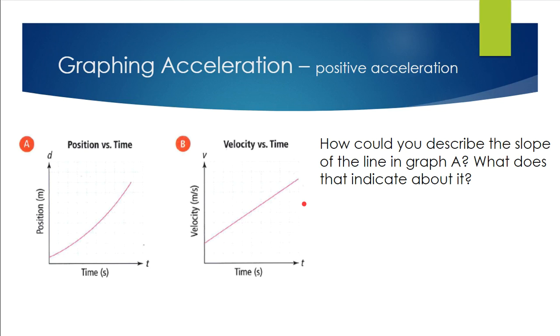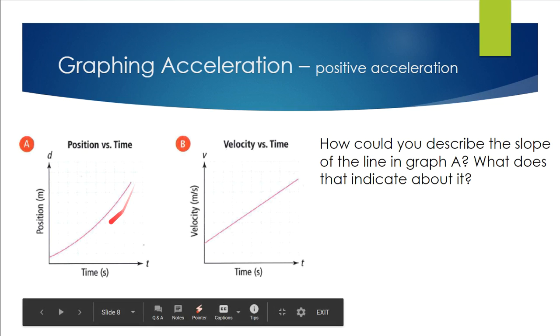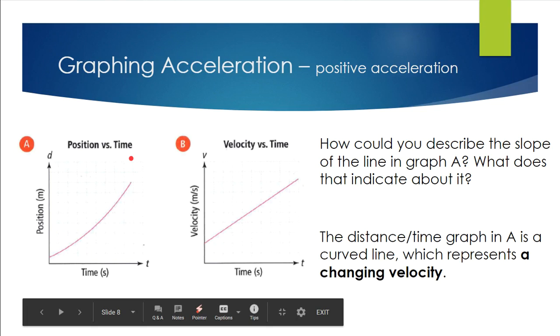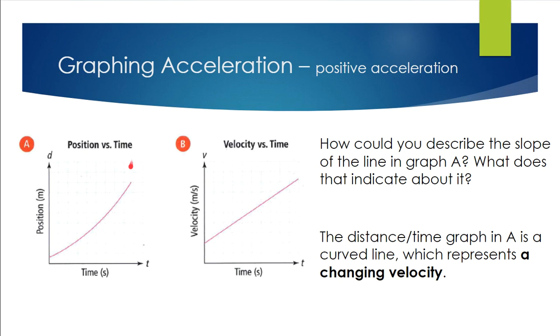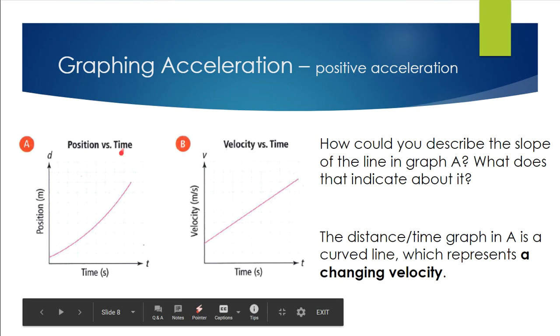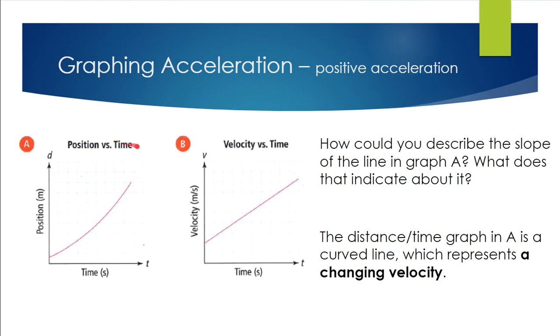How could you describe the slope of the line in A? What does it indicate? What do you think? The distance time graph in A is a curved line, which represents a changing velocity. So remember, when we have a curved line, we have a changing velocity in a distance time or position time graph.